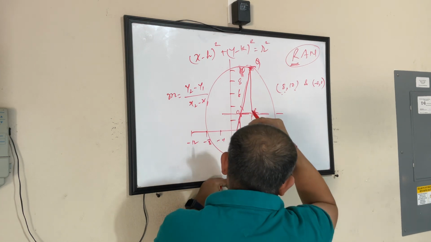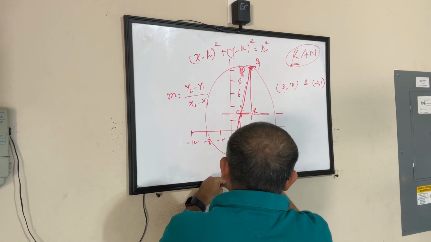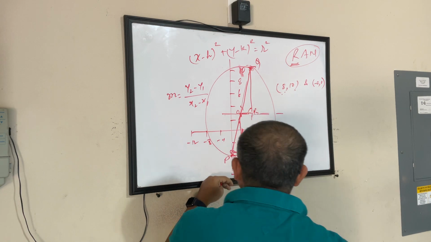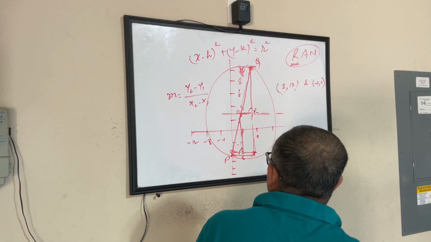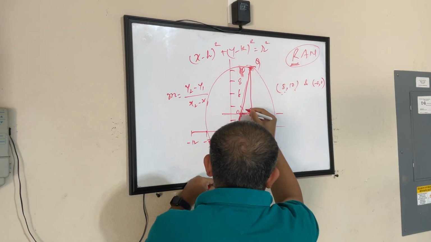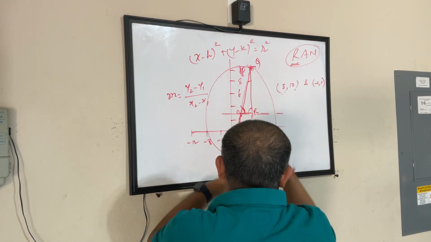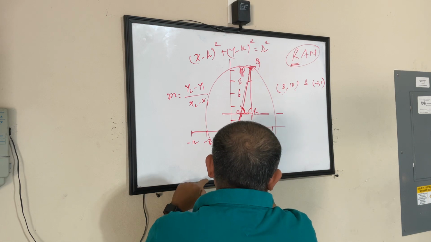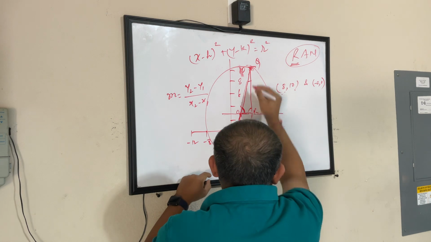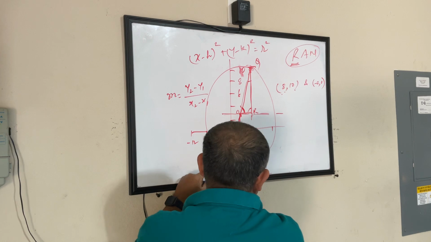Then this angle is 90 degrees, this angle is 90 degrees, this angle and this angle will be the same, and hence this angle will be the same because these two are parallel lines. I have just drawn a parallel here. So if these two triangles are congruent, that means this height and this height will be the same, and this length and this length will be the same.